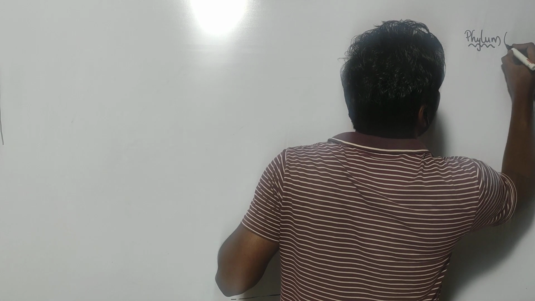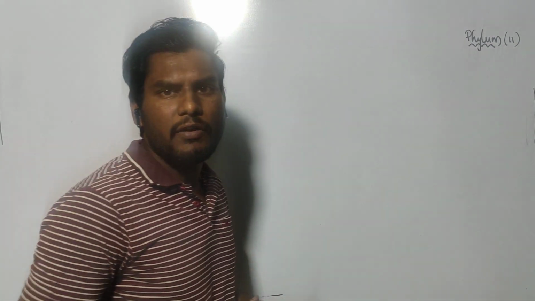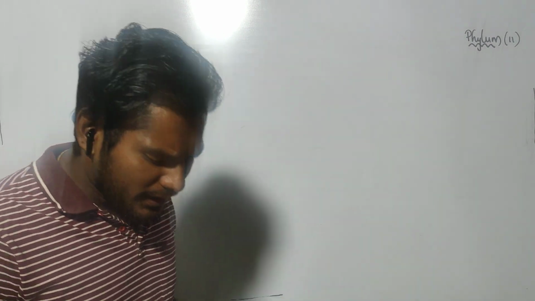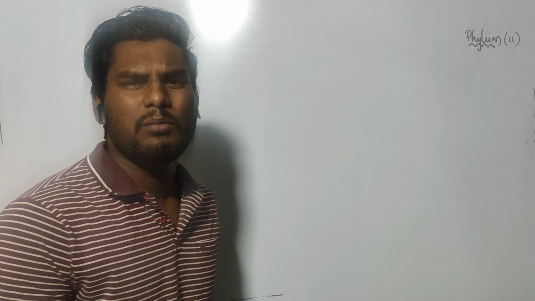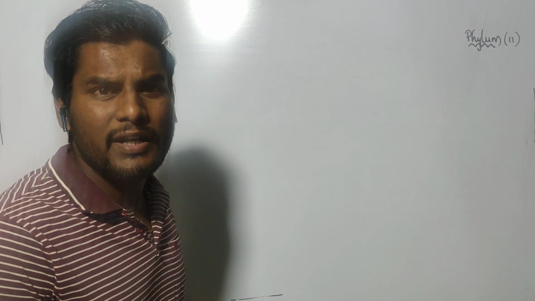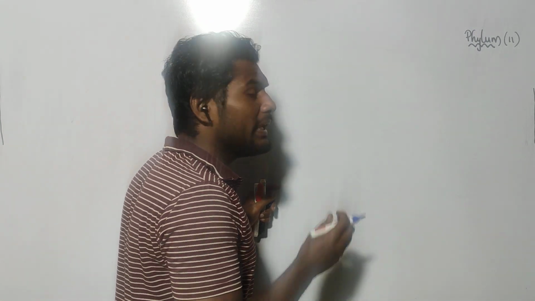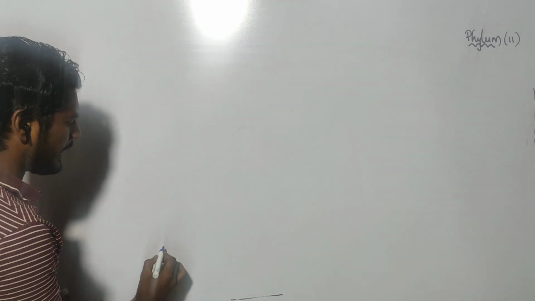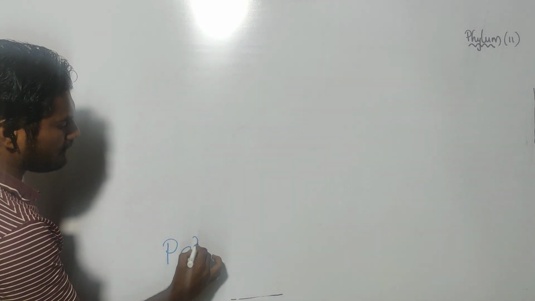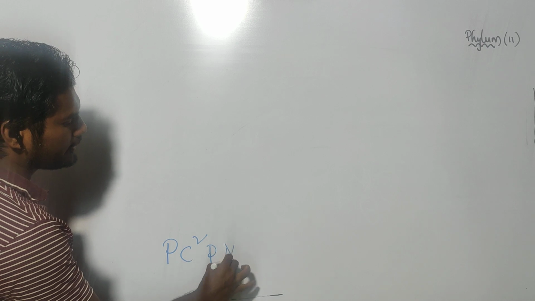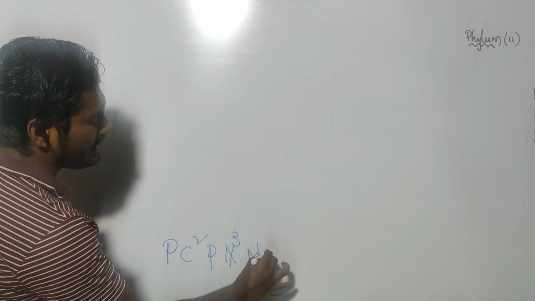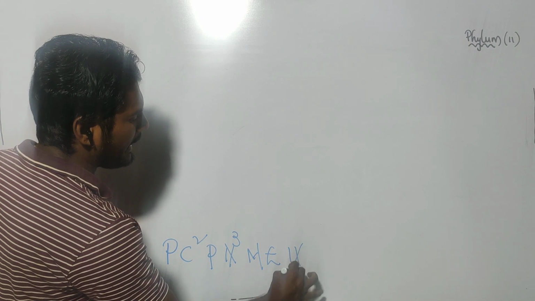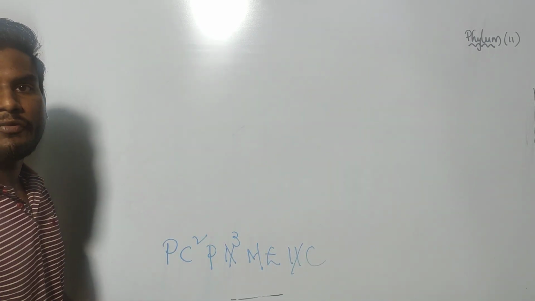Phylum. How many phyla did I tell? There are 11 phyla. I will write the 11 phyla in short form, in sequence. I told the clue to remember all the phyla as P, C square, P, A cube, M, E, H, C: me, and moving in a helicopter. These are the 11 phyla.